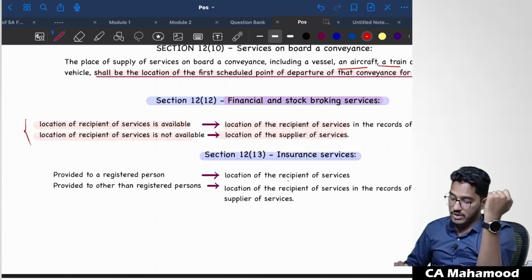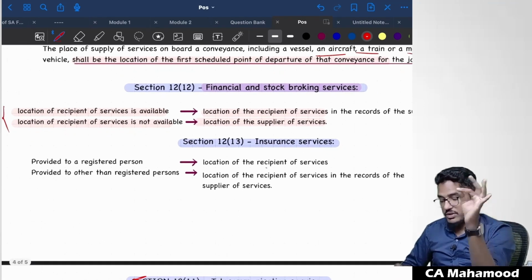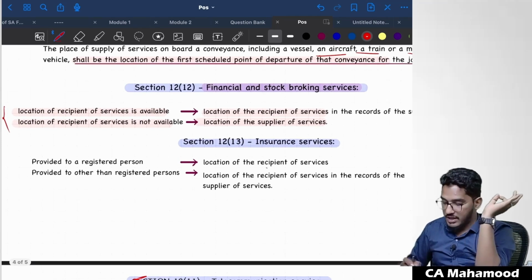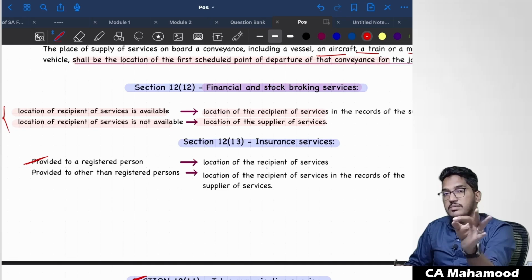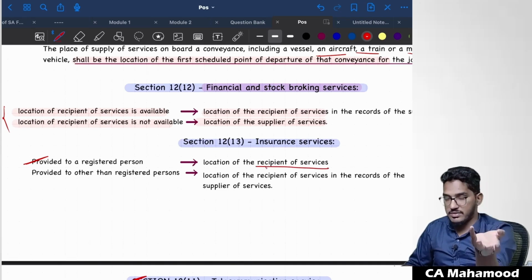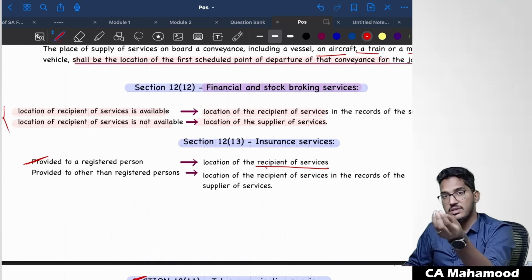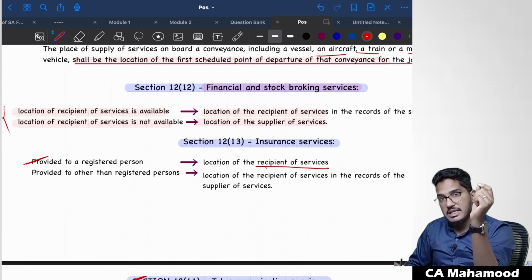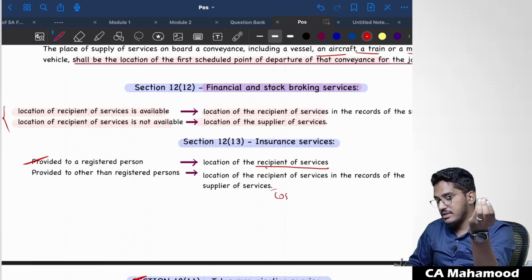Then finally, sir, what about insurance services? For insurance services also, they have given one clause. Here we need to check, if the insurance services are provided to a registered person, if the recipient is registered, then the location of the recipient of services. Sir, if he is other than a registered person, then what will happen? Once again, the same thing we have to see: is the recipient address available? Yes, then the location of the recipient. If the recipient address is not available, location of the supplier.